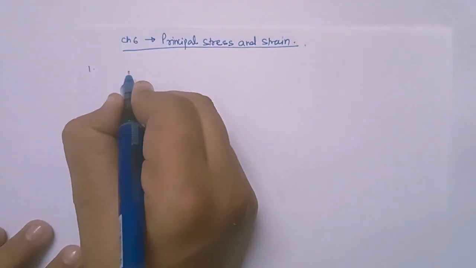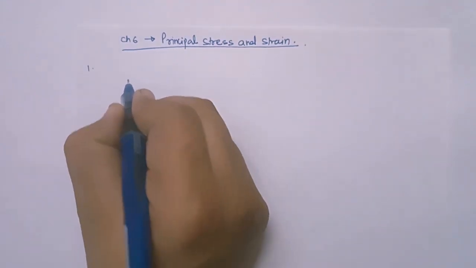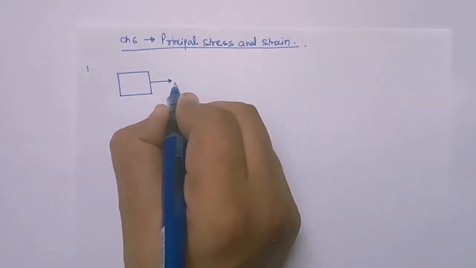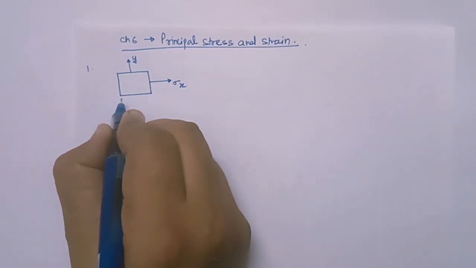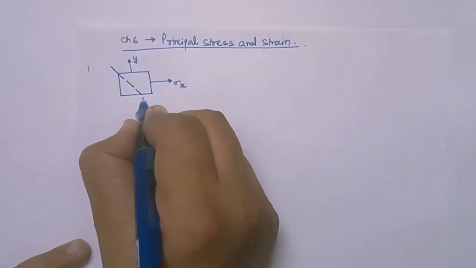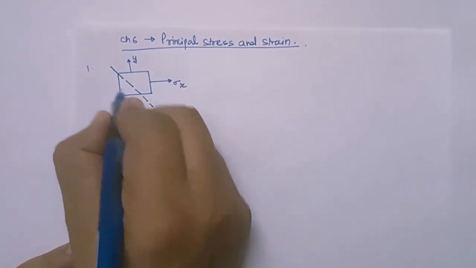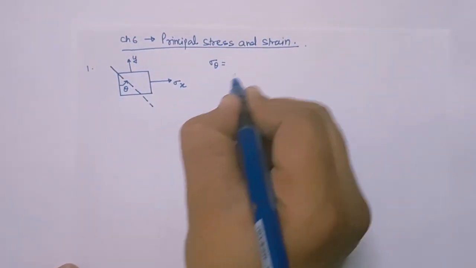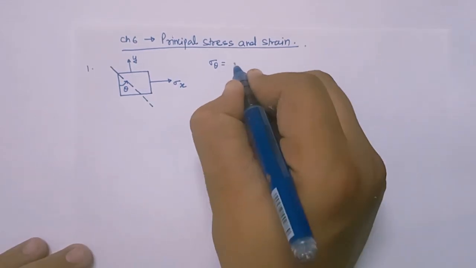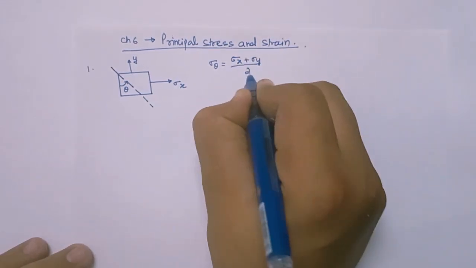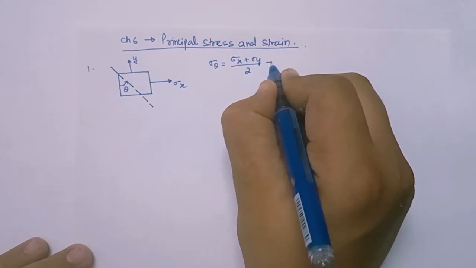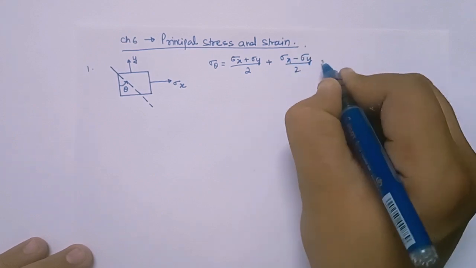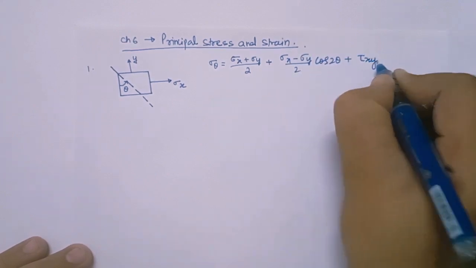So the very first point in principal stresses: if I have an element in which the normal stresses sigma x and sigma y are applied in these directions, and I want to calculate the normal and shear stress at a plane which is at an anti-clockwise angle theta with the vertical, then, as we have earlier discussed, sigma theta is sigma x plus sigma y by 2 plus sigma x minus sigma y by 2 cos 2 theta plus tau xy sin 2 theta.